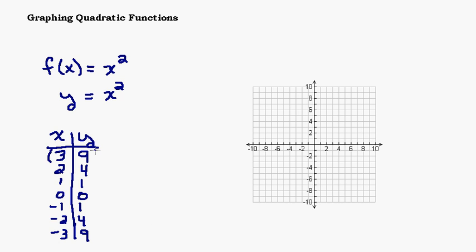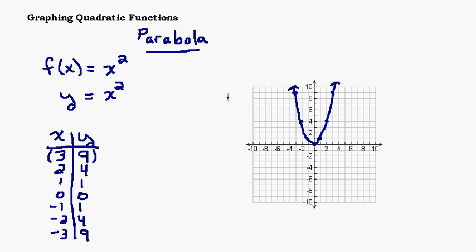Alright, so let's graph this. Our first point is 3, 9. So we'll go right 3, up 9. And then we have 2, 4, 1, 1, 0, 0, negative 1, 1, negative 2, 4, and negative 3, 9. If we connect these, we get this shape here, which is called a parabola. When you graph a quadratic function, you're going to get a parabola.